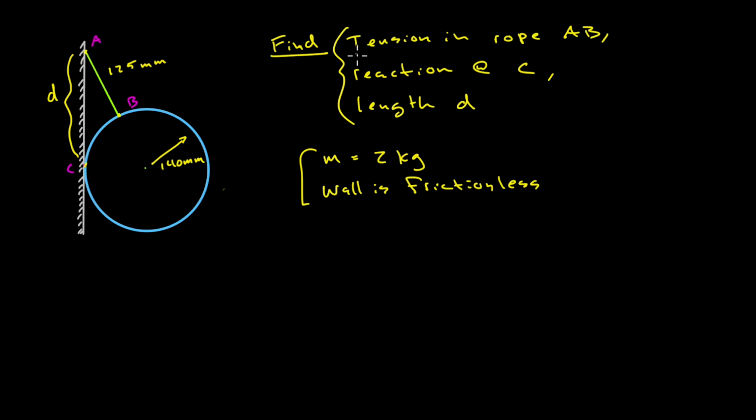And so the question is asking us several things. It's asking us for the tension in this rope AB. It's asking for the reaction at point C, that's the reaction force at the wall. And it's also asking for this length D, which is the distance from the contact point of the ring with the wall and the attachment point of the string at point A. So it seems like this problem is pretty involved, but actually if we make one key observation, the problem is reduced to something quite simple.